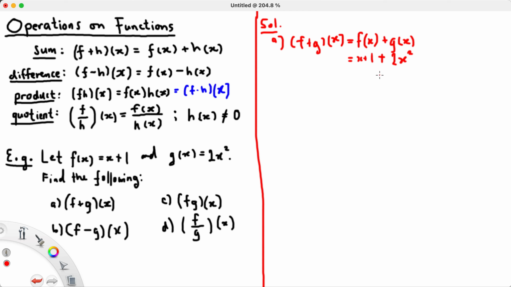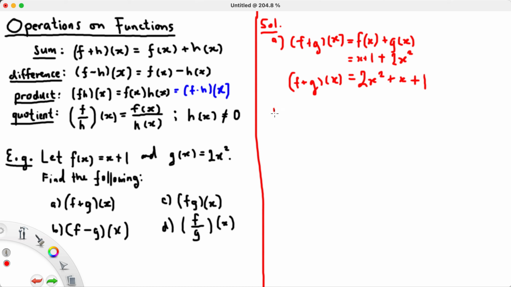We can see that among these three terms there are no like terms. So we're just going to present this properly. We can rewrite this as 2x squared plus x plus 1. So that's going to be our f plus g of x, our letter A.